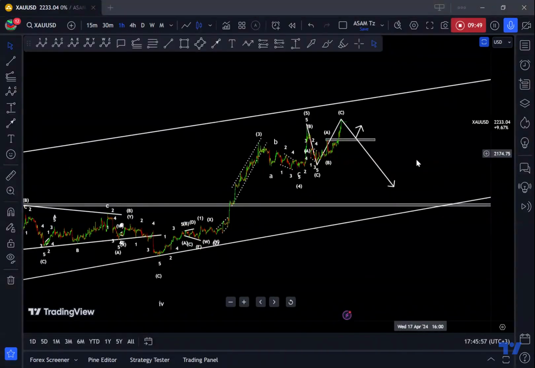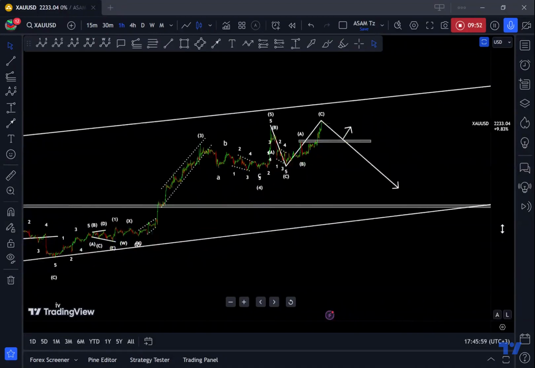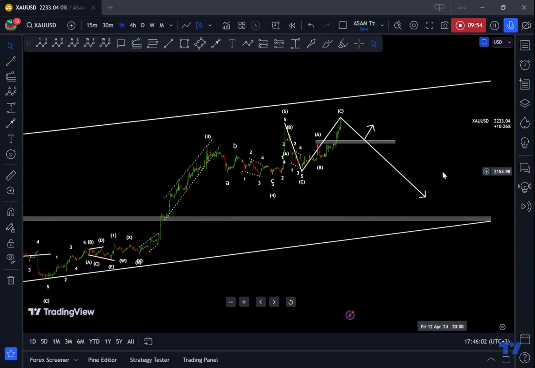So make sure that you do your own analysis and incorporate analysis, watch analysis from other traders to have confidence in the probable direction on gold spot for next week.